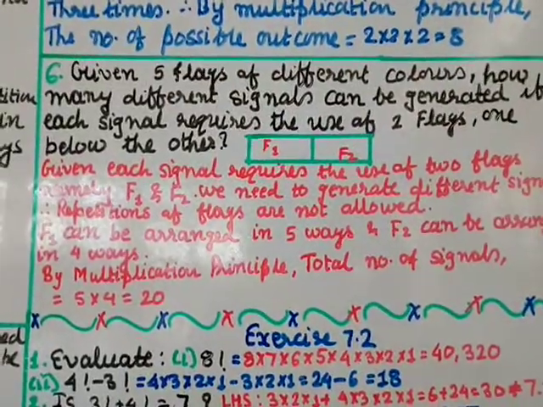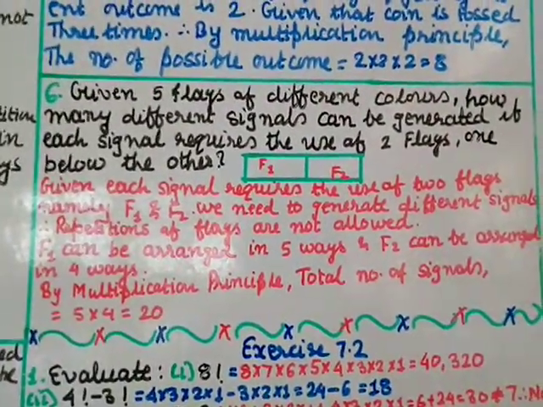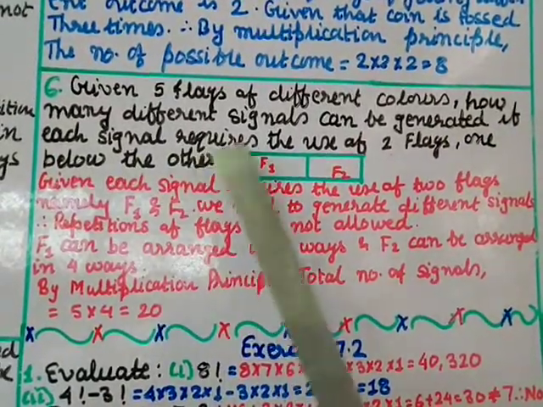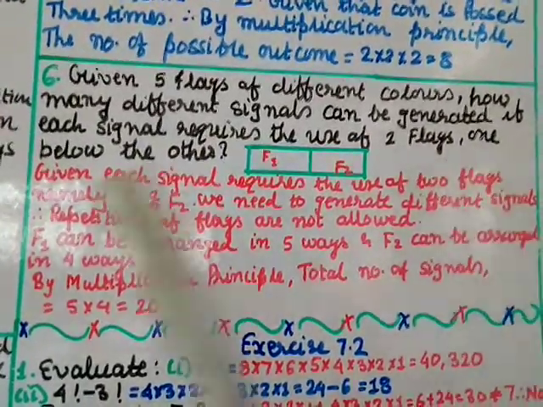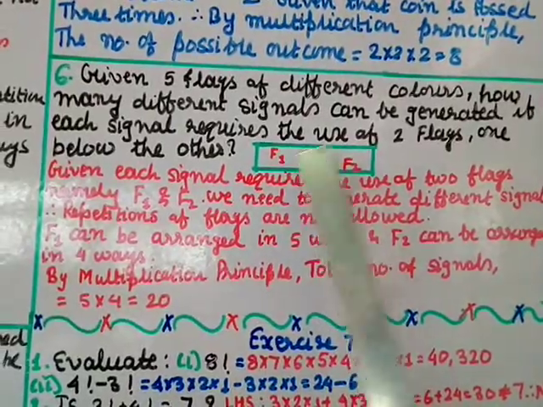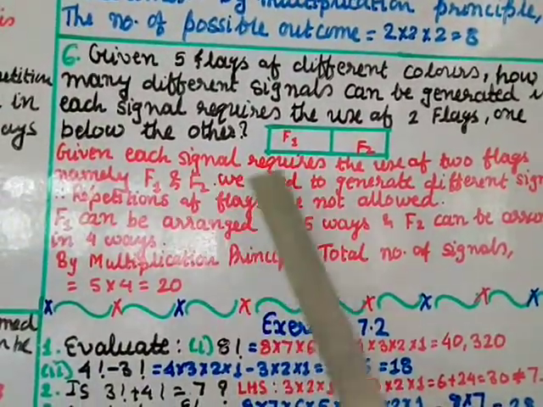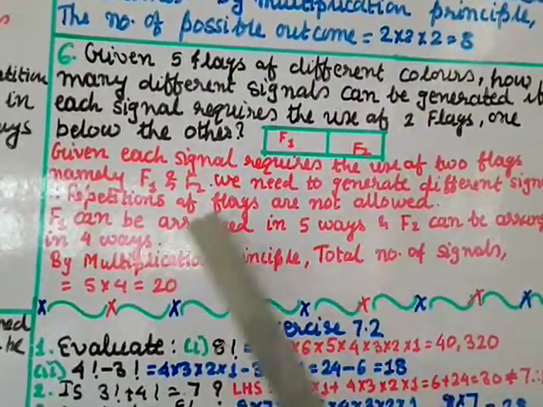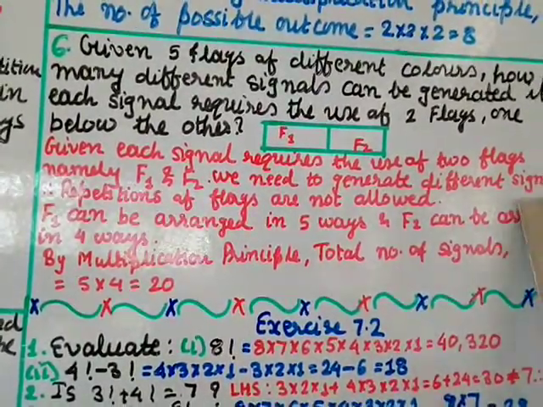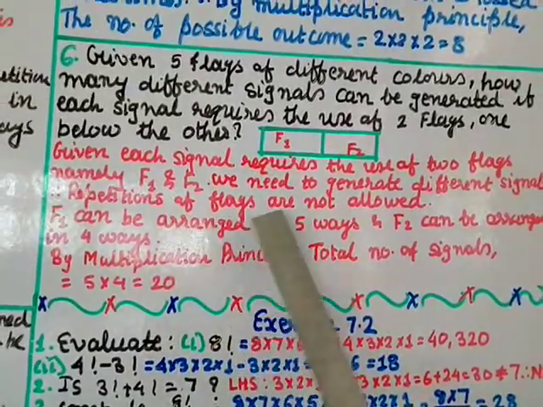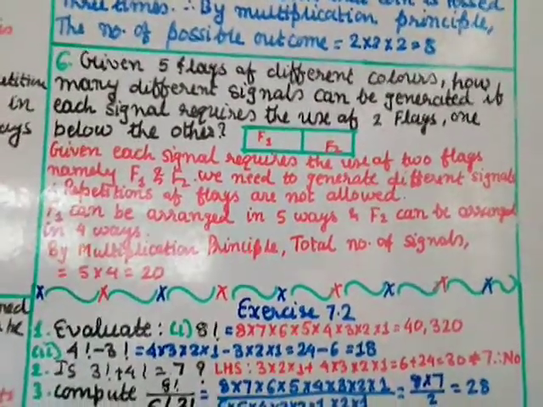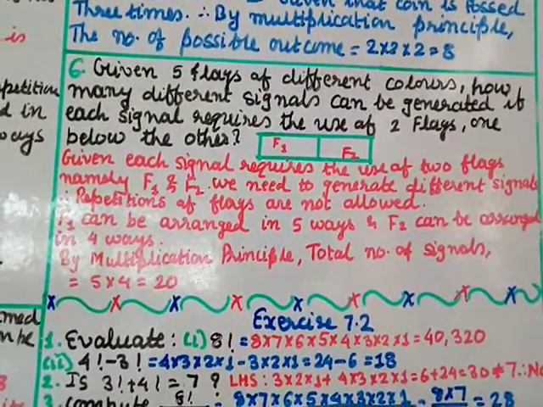Question number 6. Given 5 flags of different colors, how many different signals can be generated if each signal requires the use of 2 flags, one below the other? So you have got 2 flags, F1 and F2. Given each signal requires the use of 2 flags, namely F1, F2. Okay, these I have given here. We need to generate different signals. Therefore, repetition of flags is not allowed. So there will be no repetition, okay, because we have to generate different signals.